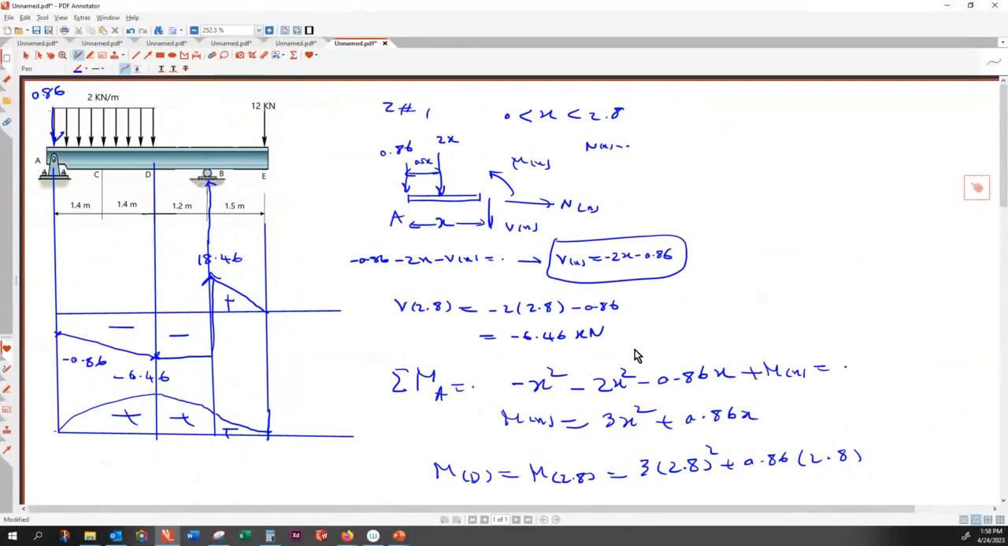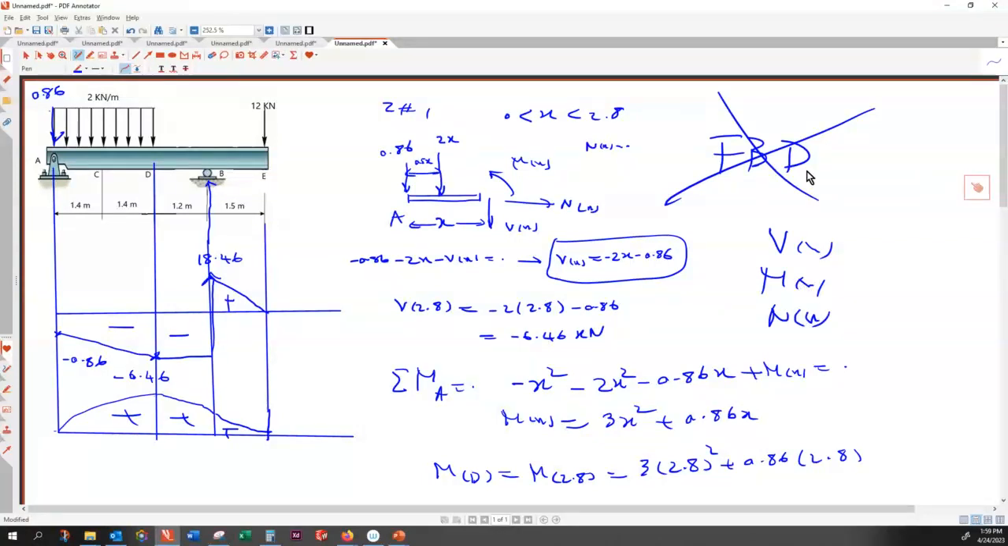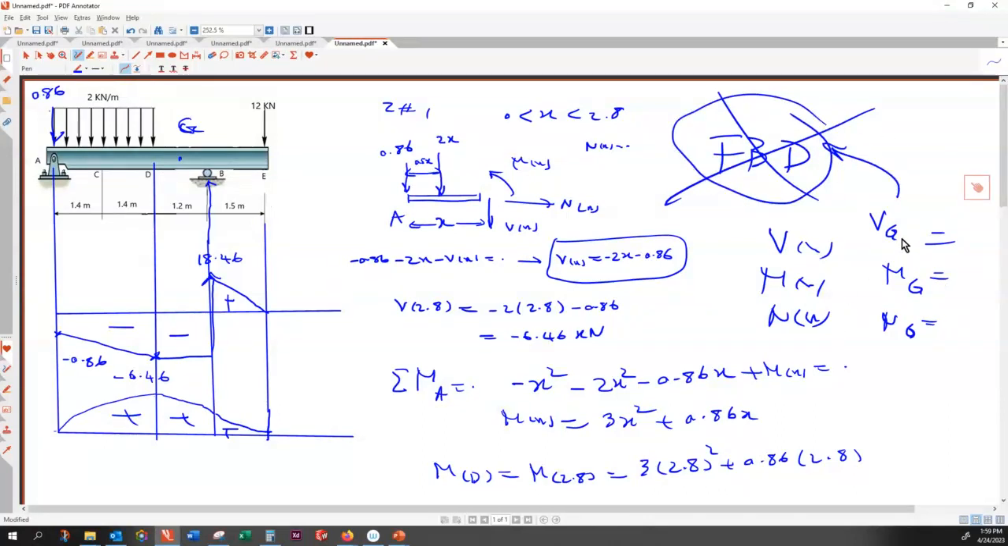This technique is only to show you how inconvenient that technique is. The main technique which we are going to use for plotting is not the free body diagram. Free body diagram is not usable when you want V of X, M of X, N of X. It is only useful if I give you a point, point C or point G, and ask you what is V of G, what is M of G, and what is N of G. That is the only reason we use free body diagram to find internal forces. If I want expressions like this one, free body diagram is the worst technique. You never use this one.